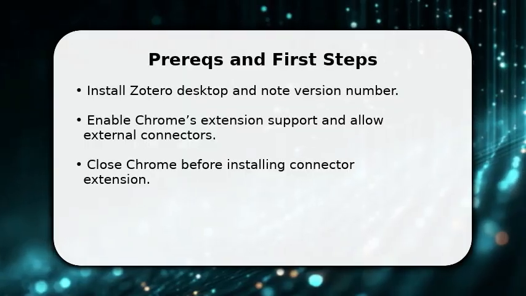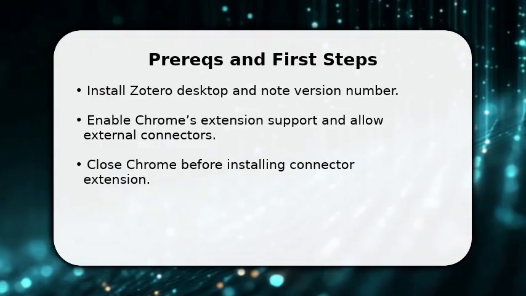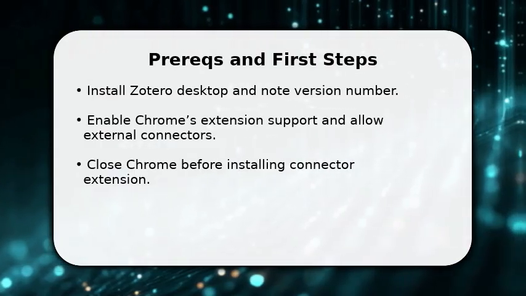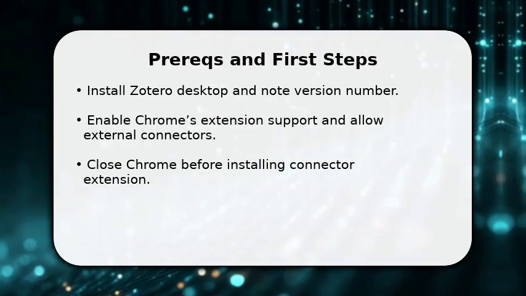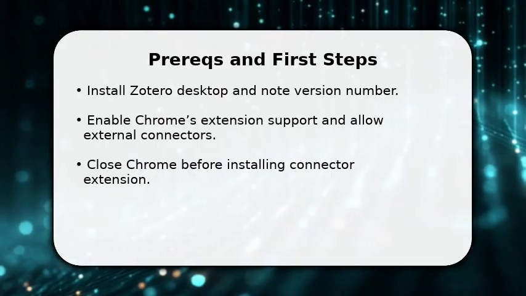You start by ensuring Zotero Desktop is installed and running. Confirm the version so you know compatibility. Once done, open Zotero Preferences and navigate to the Site or General pane to enable the Browser Connector option.